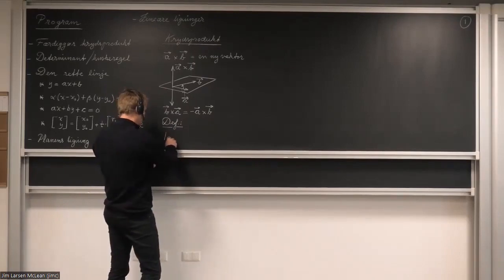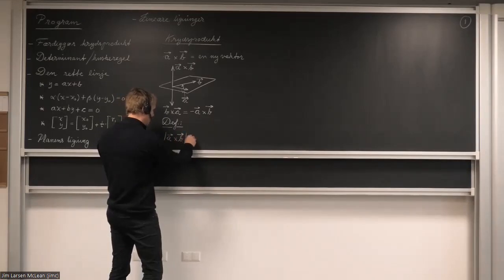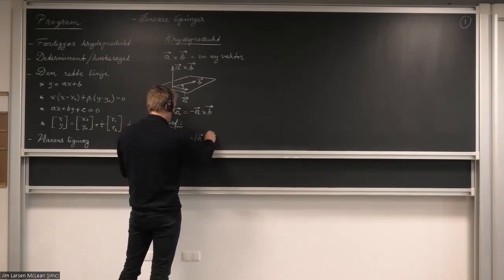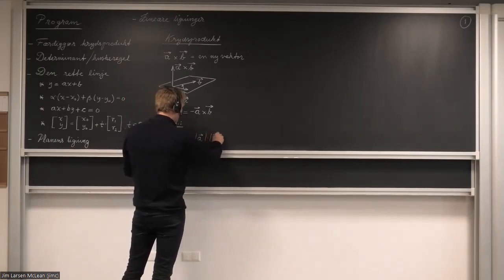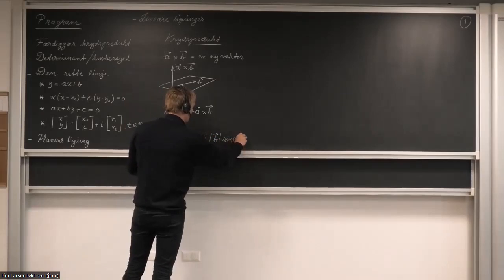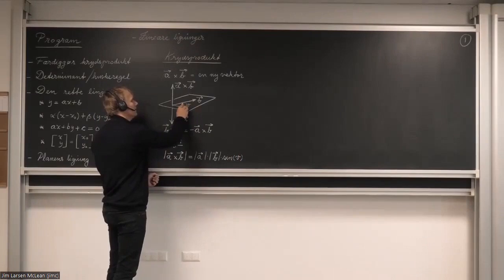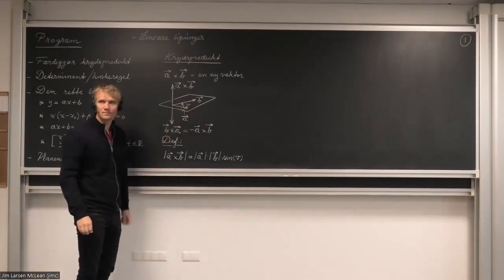And the length of the cross product vector has been defined as the length of one vector multiplied by the length of the other vector, multiplied by the sine of the angle in between. And the angle phi is right up here. It's the angle between vector A and vector B.